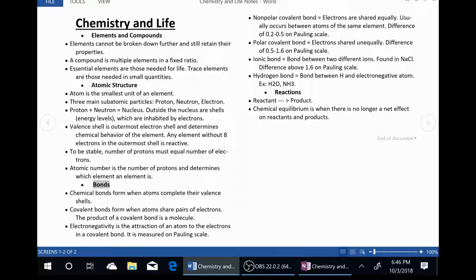So let's move on to our third theme of bonds. There are many types of bonds, but we're only going to cover a few here. The first one is called chemical bond. A chemical bond just forms when atoms complete their valence shells. Well, let's take an example. NaCl. It's a common compound. It's commonly called table salt. And so this is formed by Na, which is sodium, and then Cl is chlorine.